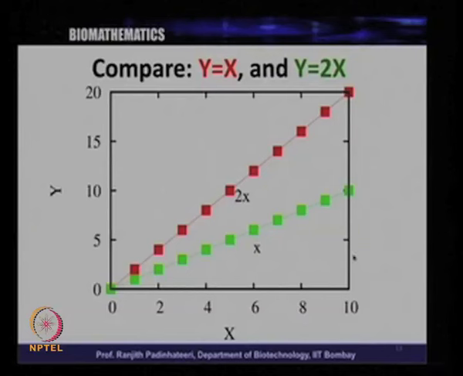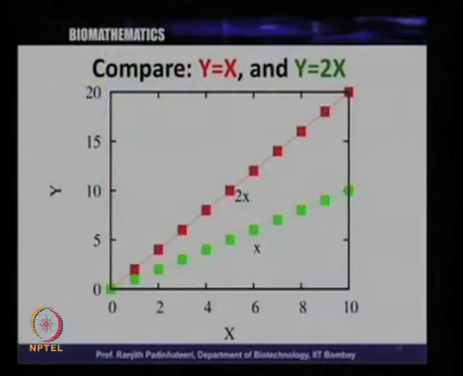As you can see, there is a difference. When x is 10, the y value is 10 for the y equal to x curve, and when x is equal to 10, the y value is 20 for the red curve, which is y equal to 2x. So as you see in the graph, it is marked y equal to x and 2x. You can see the corresponding x value and 2x value, and the red curve values are twice that of the green values. So this is the basic difference. Always 2x is larger than x, which is evident from the graph, except for x equal to 0. We will come back to these two curves in comparison more in the coming lectures.